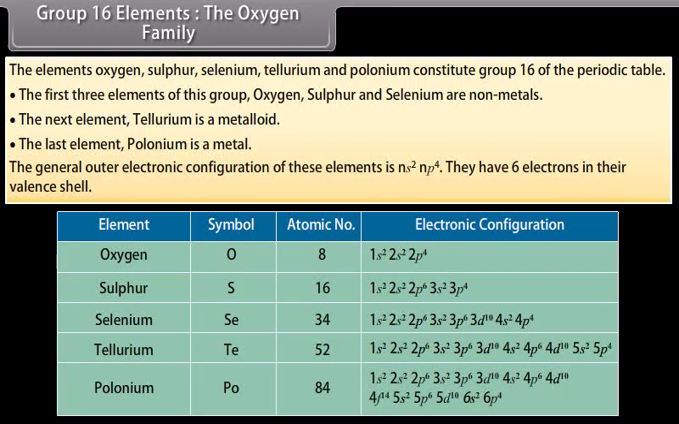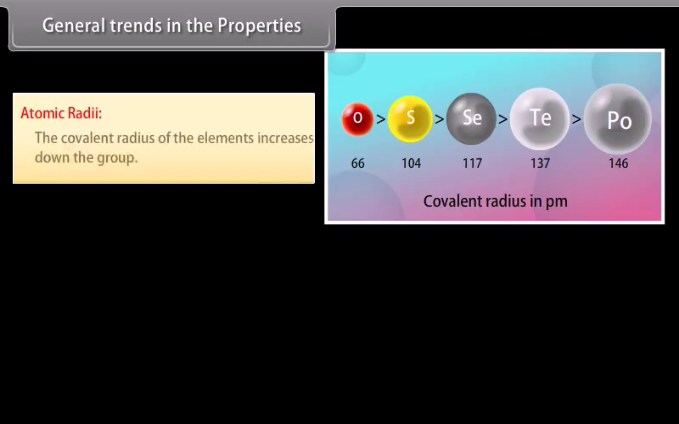The general outer electronic configuration of these elements is ns2np4. They have 6 electrons in their valence shell. General trends in the properties. Atomic radii. The covalent radius of the elements increases down the group. It is due to the increased nuclear charge, which results in greater attraction of the electrons by the nucleus.